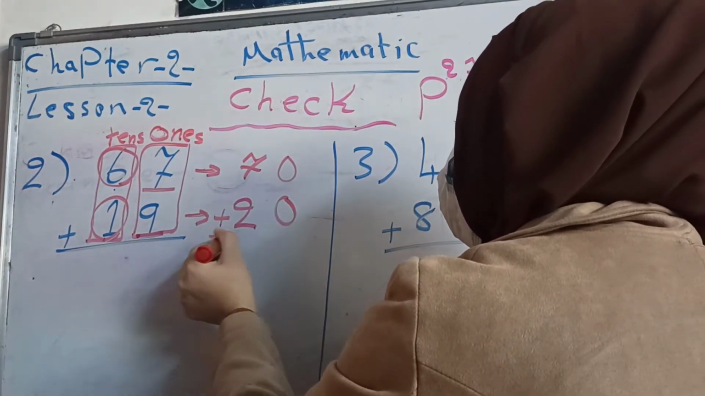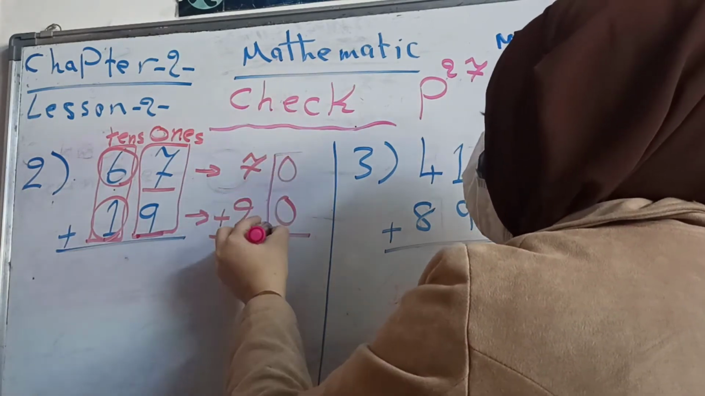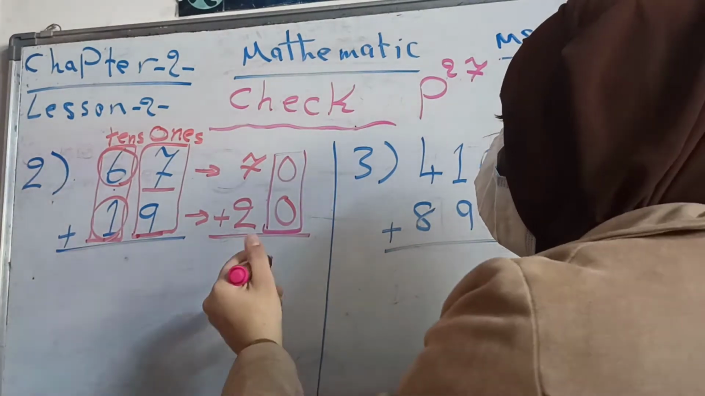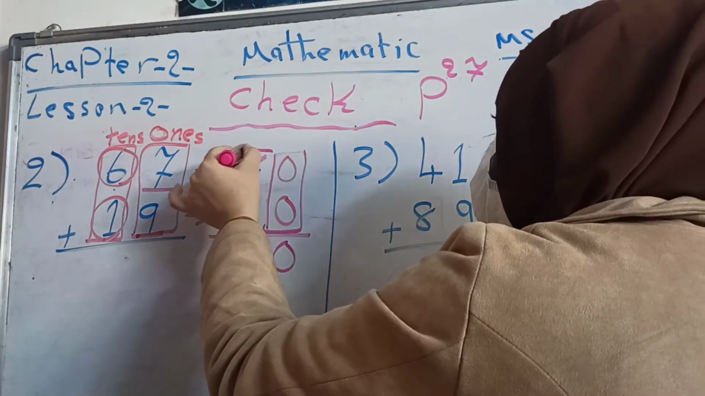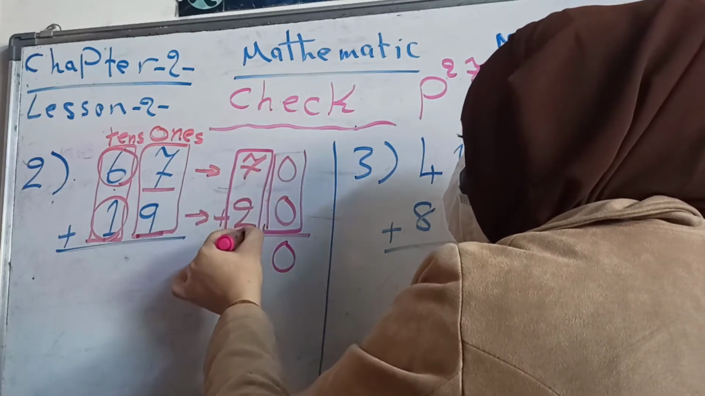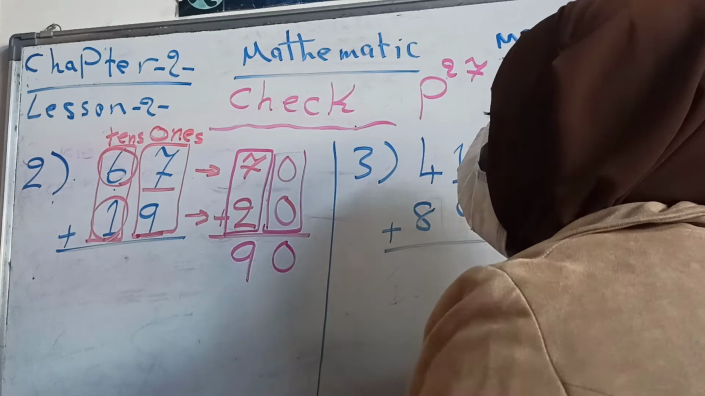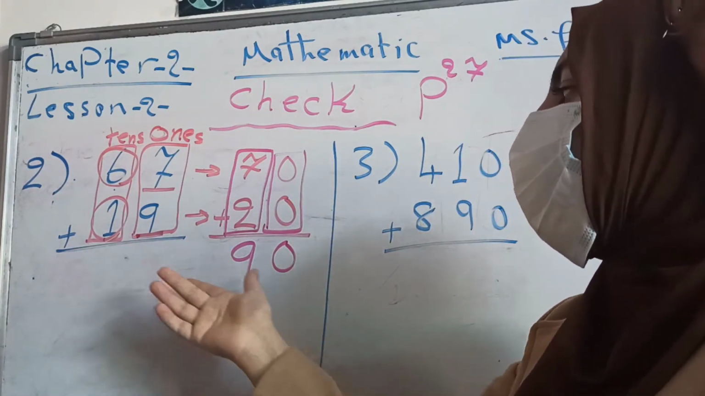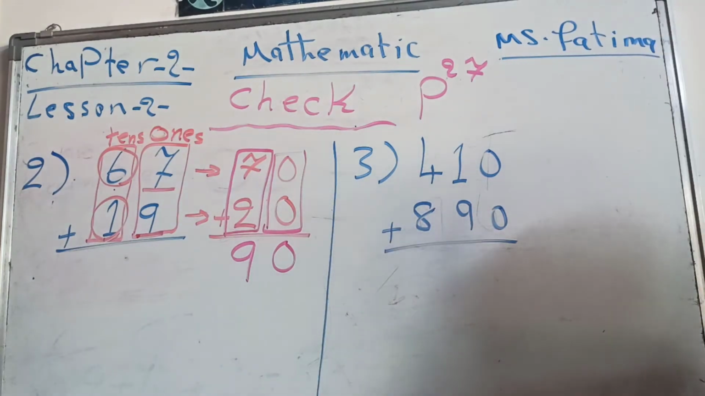Now we add those numbers together. First, ones with ones. 0 plus 0 equals 0. Now we add tens with tens. 7 plus 2 equals 9, so 90. Then when we solve those numbers by estimate sum, we find it equals 90. Now we get to solve equation 3.